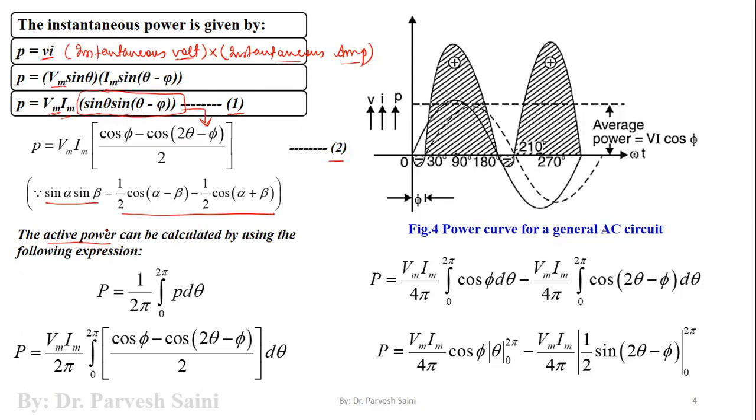So this is one and the same thing. Now, how do we calculate? We will take the same formula as we use for the average power, which is 1 by 2 pi into this one. Now, before that, we need to understand this waveform here.